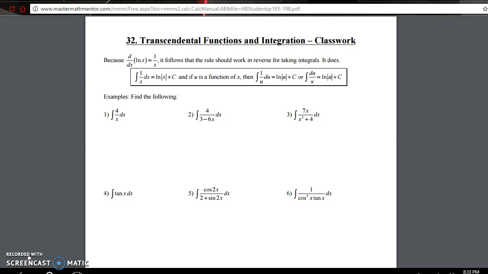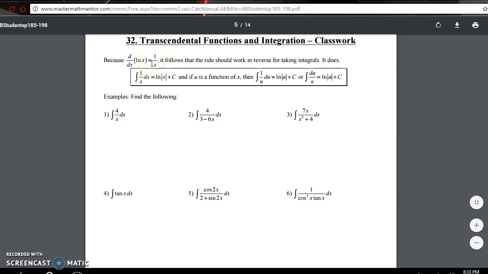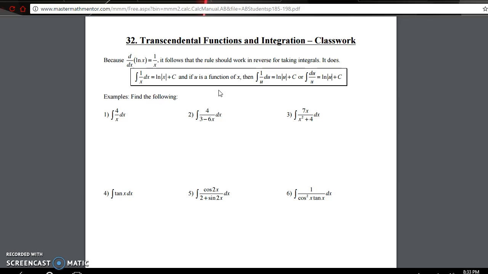So remember that the derivative of ln of x equals 1 over x, and then also remember that the integral of 1 over x dx equals ln absolute value of x plus c. And if you're solving using u substitution, then remember that the integral of 1 over u du equals ln absolute value of u plus c, or du over u equals ln absolute value of u plus c.